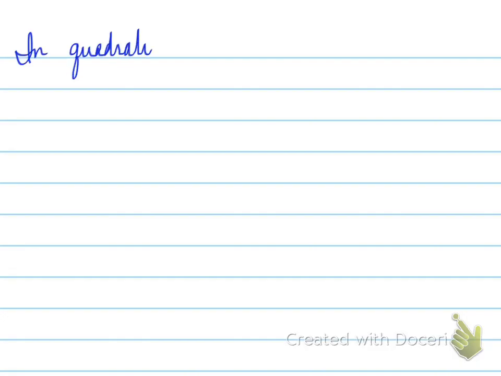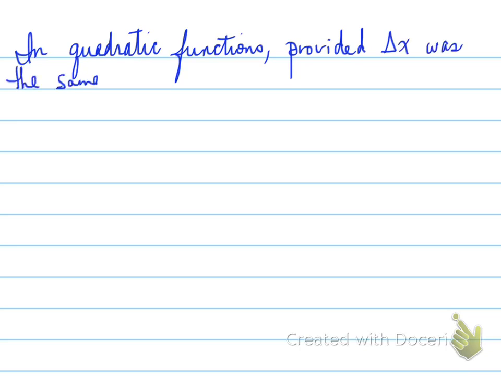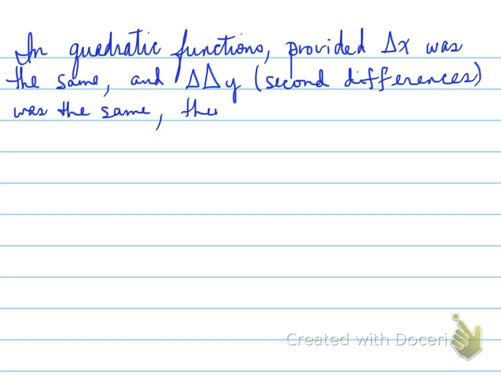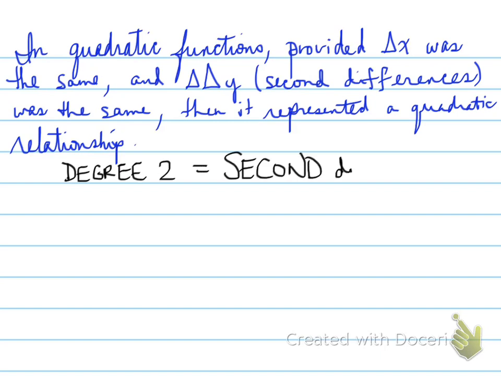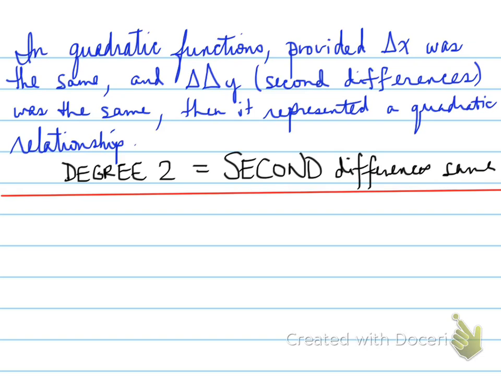Now, what else we learned is that in quadratic functions, provided that delta x was the same, and delta y, the second differences were the same, then it represented a quadratic relationship. Now wait a minute, we didn't talk about deltas. Well, let's look at some examples and see what this refers to. Before we do that, let's remember that degree 2 is a quadratic and second differences are the same.